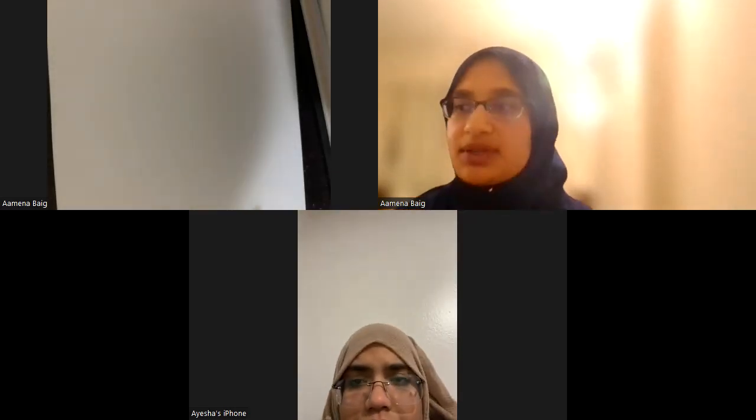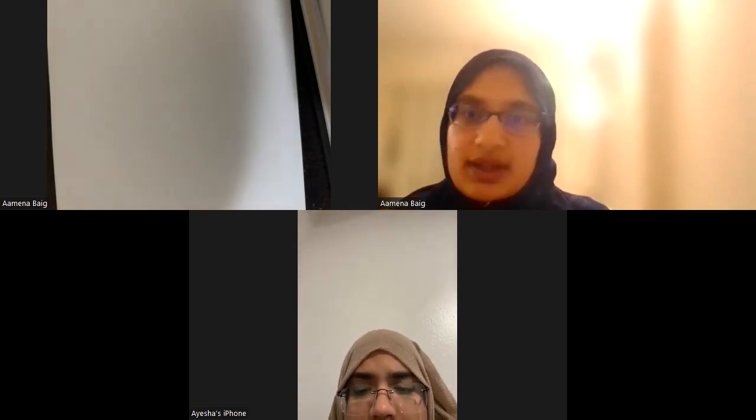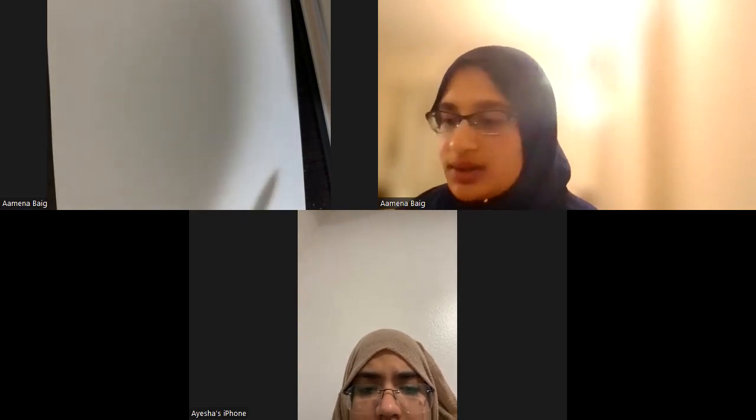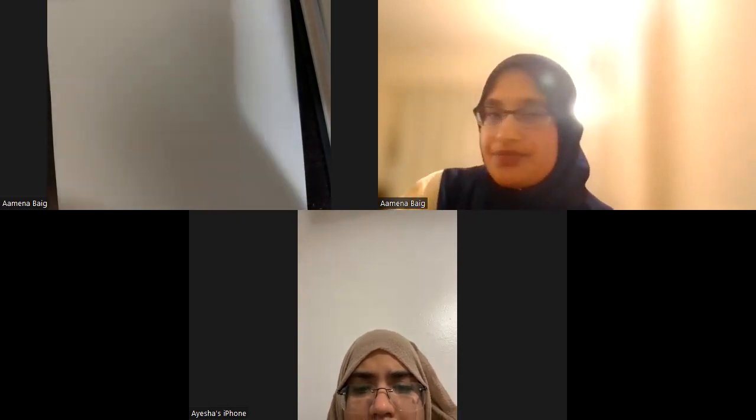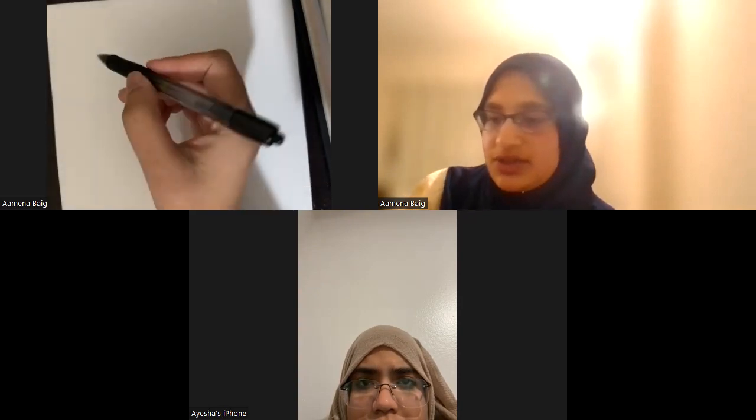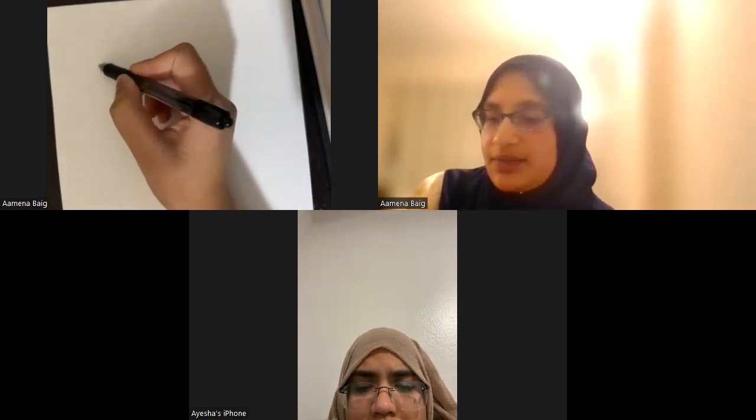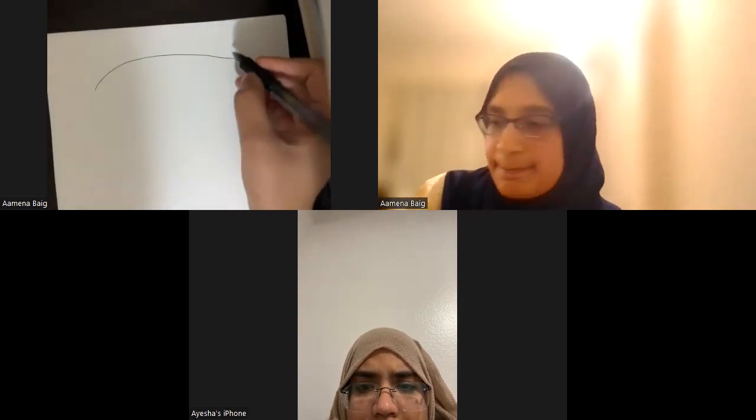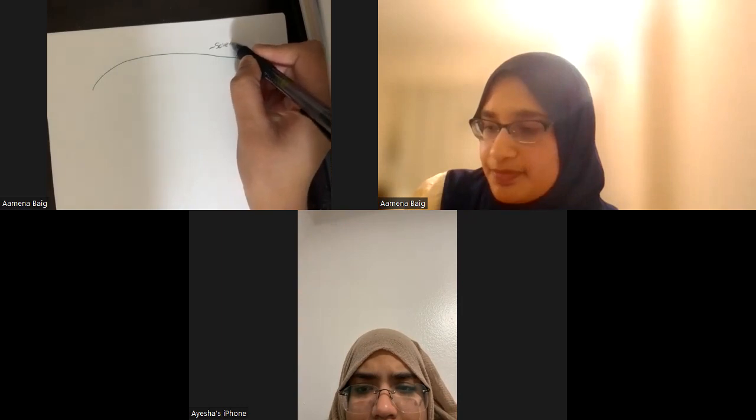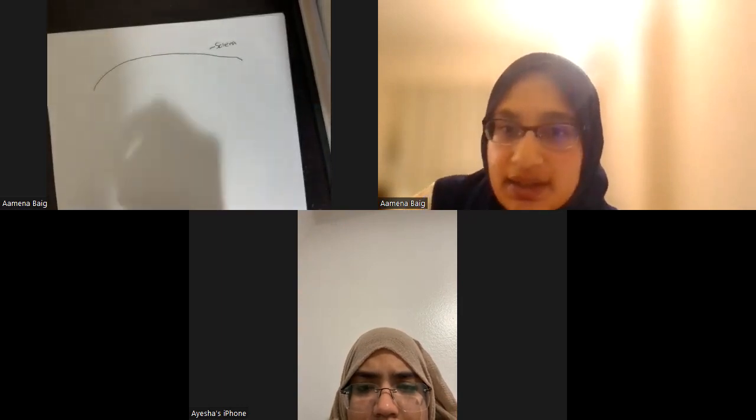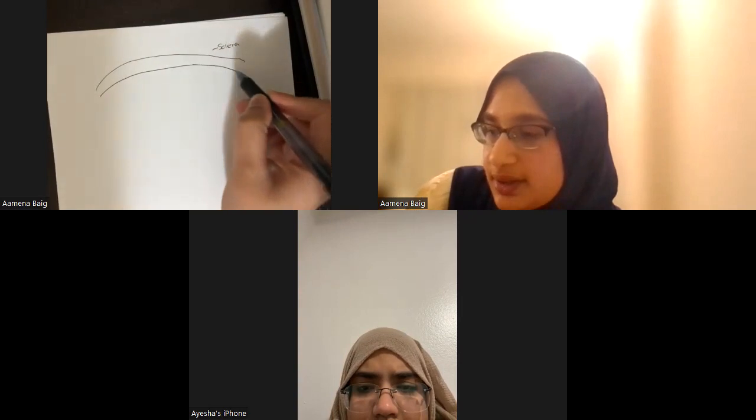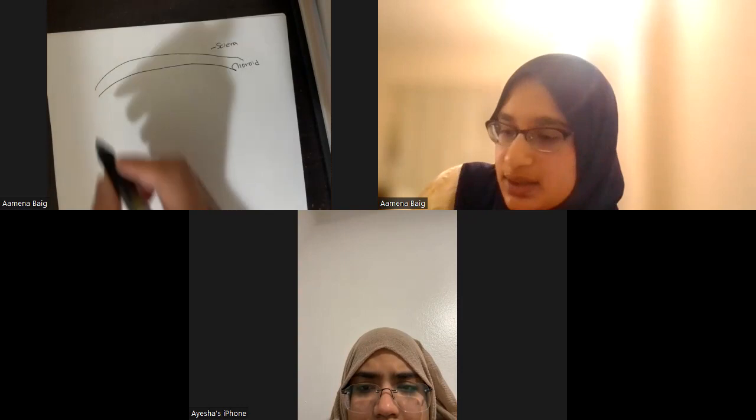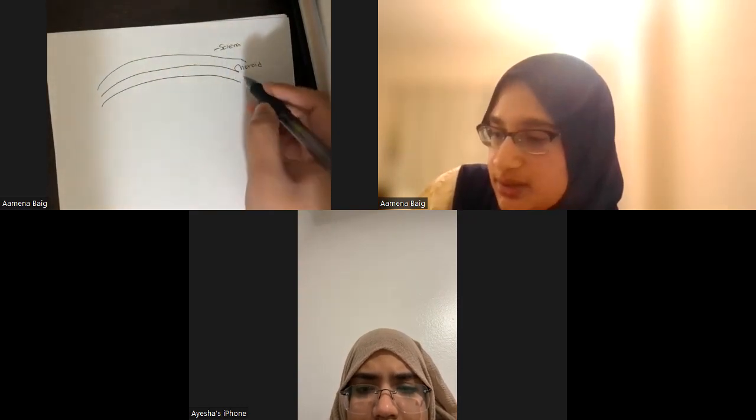Okay, so today I'm going to be talking about the visual pathway of the retina and how light travels through the retina. So first, there's three layers of the eye. The first layer is called the sclera. The second layer is called the choroid layer, and the third layer is called the retina.